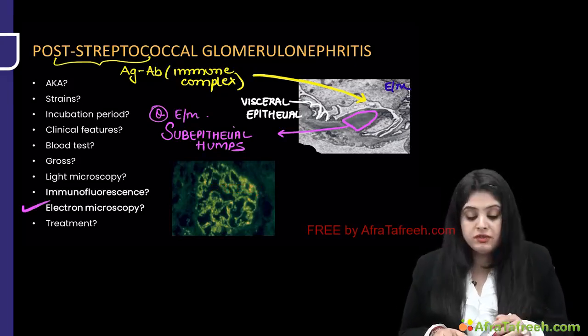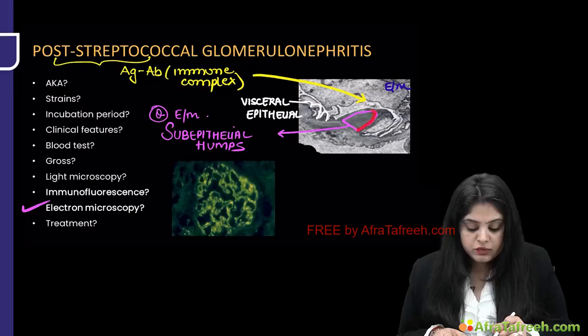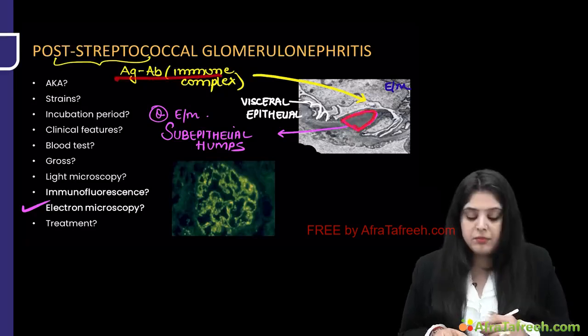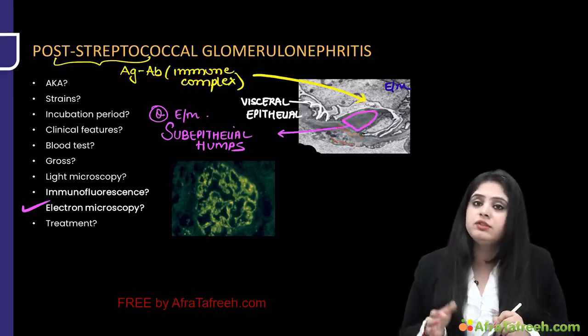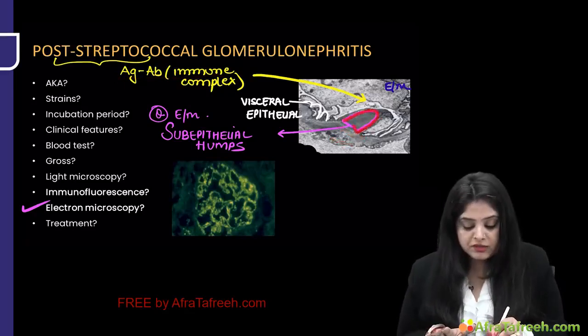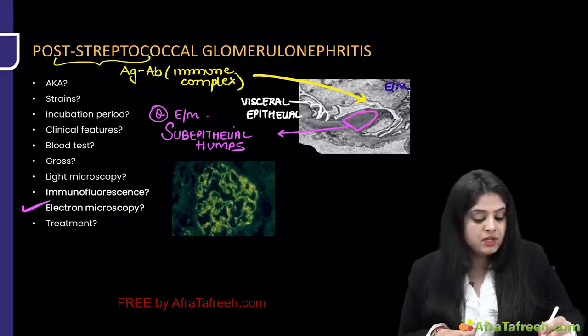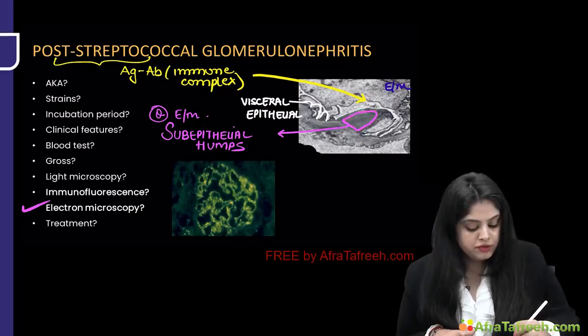And now the question is, is the immune complex only going to sit here? No. If you increase the immune complexes, they will sit below in the membrane also, they will sit in the endothelium also, they will sit everywhere. But what is the characteristic? Subepithelial hump. What do you see on immunofluorescence?